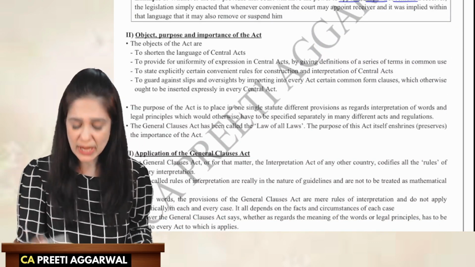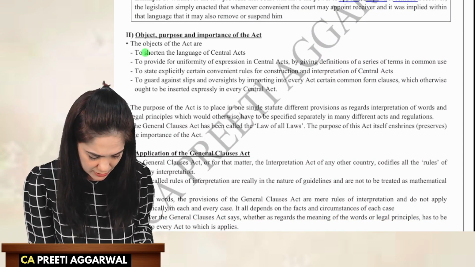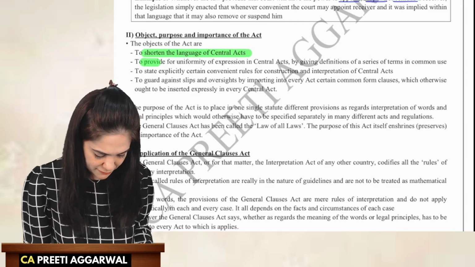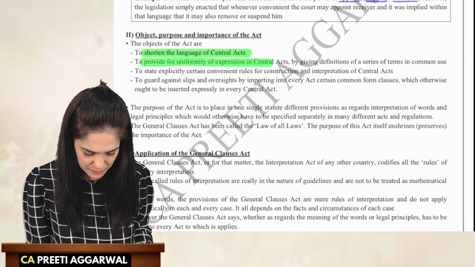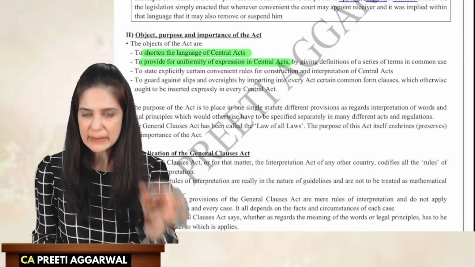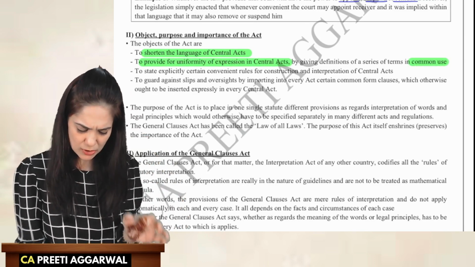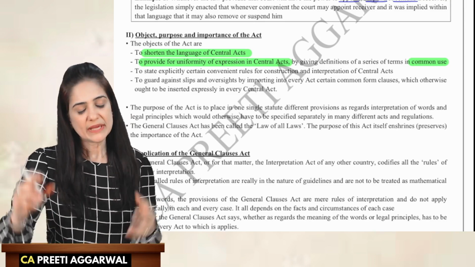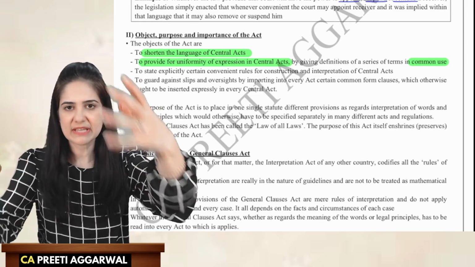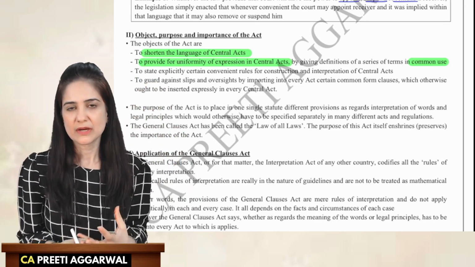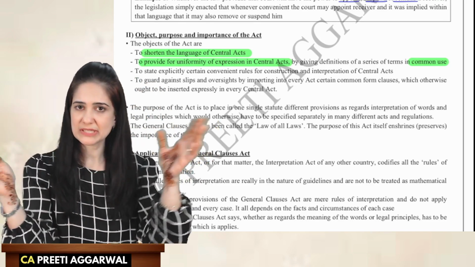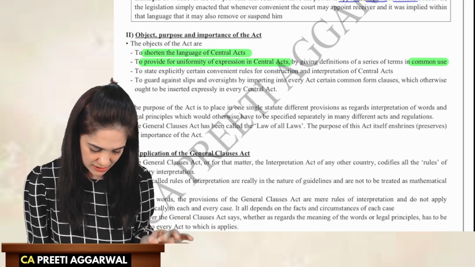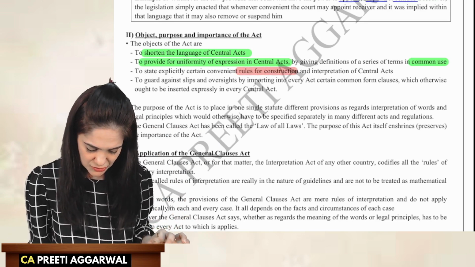The object is, you keep on highlighting along with me, to shorten the language of the Act, to provide for uniformity of expression in the Central Act by giving the definition of the terms in common use. So we are trying to bring about uniformity. Each and every reader of various Acts will attach the same meaning to that word. It states explicitly certain convenient rules for construction and interpretation.